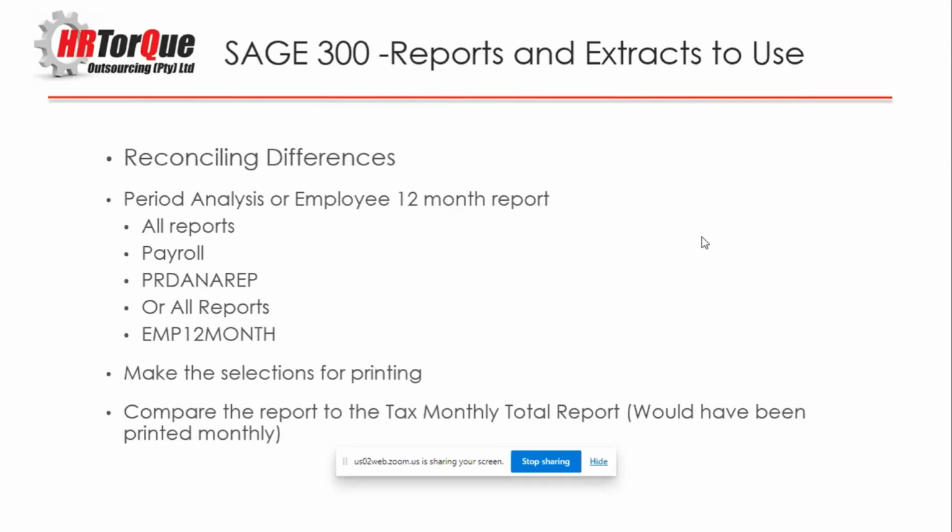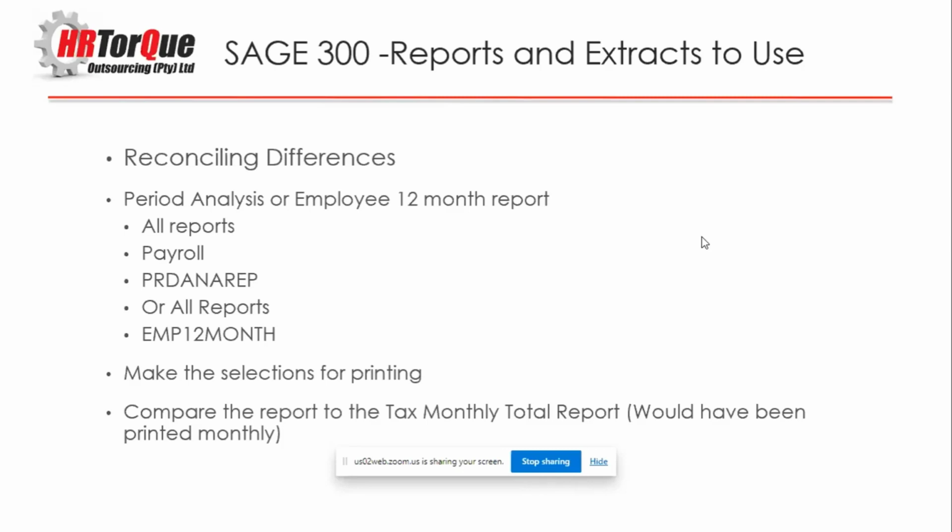Now, if you've done a rebuild, you may actually come across differences, and you will then have what you have submitted and your tax monthly total report. You can either print that in summary or in detail. Every month I would suggest that you print it in detail and have that detail available, so when you get to your mid-year or your tax year end, you already have the detail.